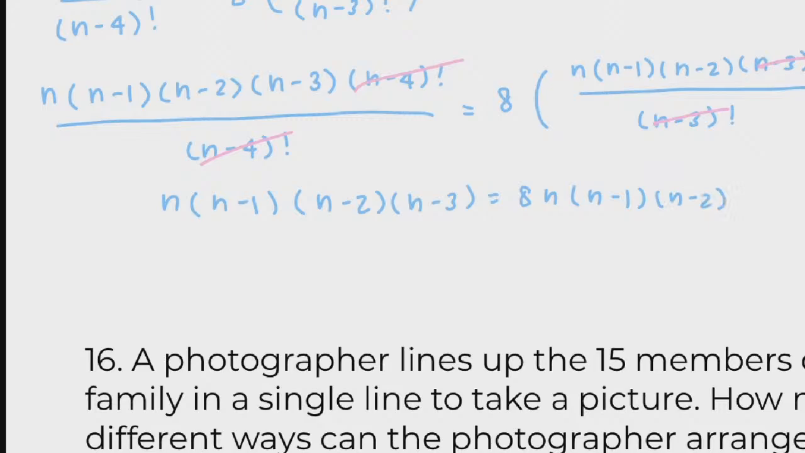And since we're multiplying everything, if you see something on both sides of the equation, we can cancel it out because we could divide both sides by that part. So both sides have n, and we could divide both sides by n, and that'll cancel n. Same with n minus 1, and same with n minus 2. So we're left with n minus 3 equals 8. And then to solve for n, we're going to add 3, and we get n equals 11.